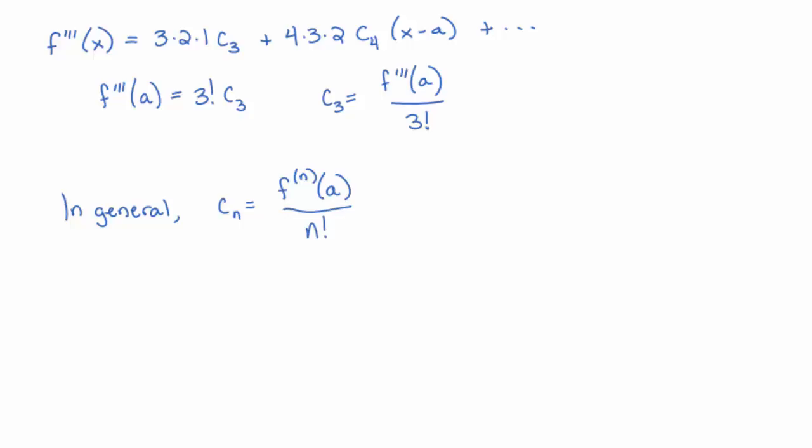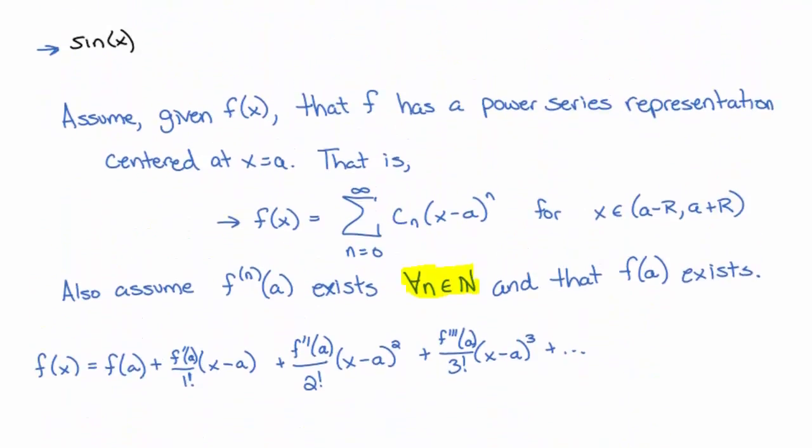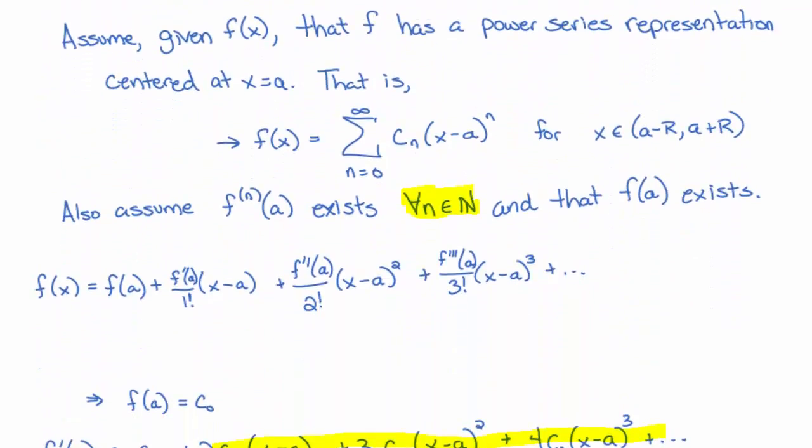And therefore, if we assume that a function f, all the way at the top here, has a power series expansion and that all of its derivatives exist, then this version of the function, that guy right there, can be replaced because we now know all the constant coefficients. And so I'm going to write that down below in a clean form.